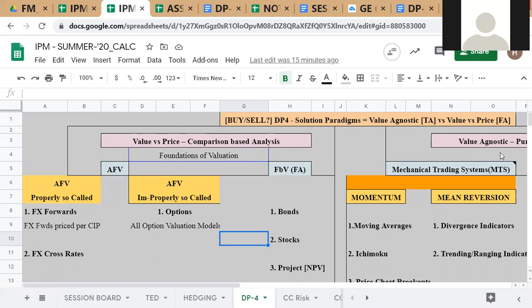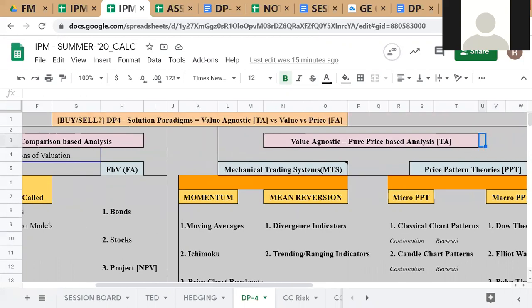And the other approach is value agnostic, which is basically price-based analysis, purely price-based. We don't care about value. In this branch of the tree, we only look at price. We are not interested in value. I don't really care what fair value is. I don't know what it is, and I don't care. I just look at the price. So that is basically what we call TA, or technical analysis. So we'll come to that.